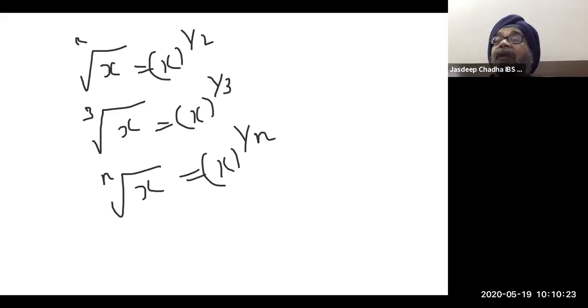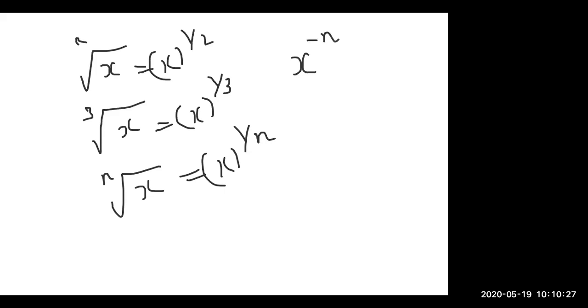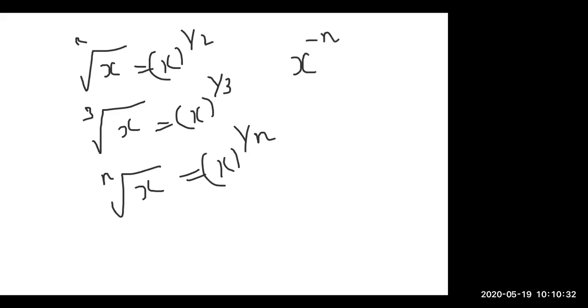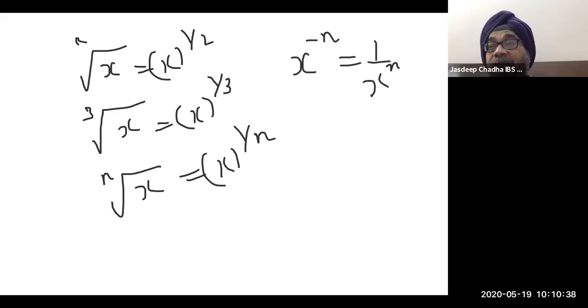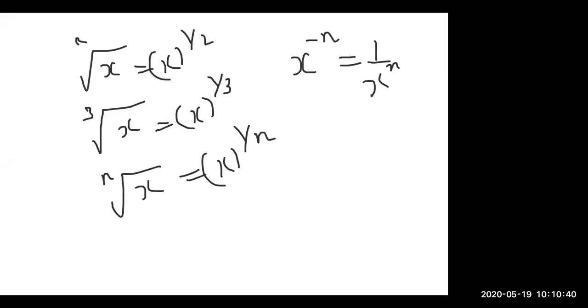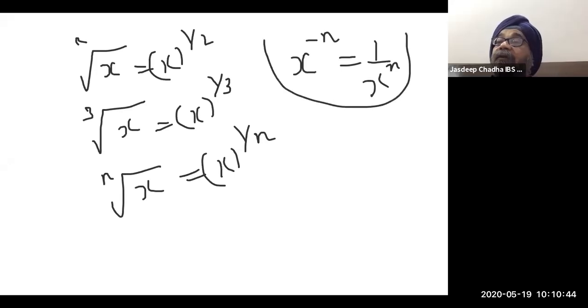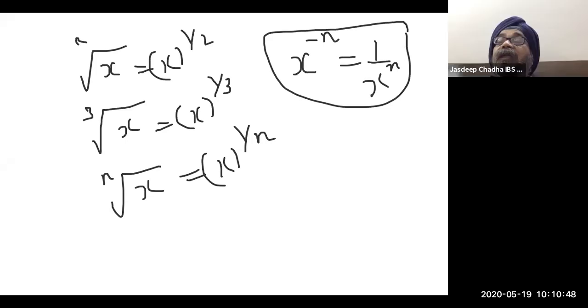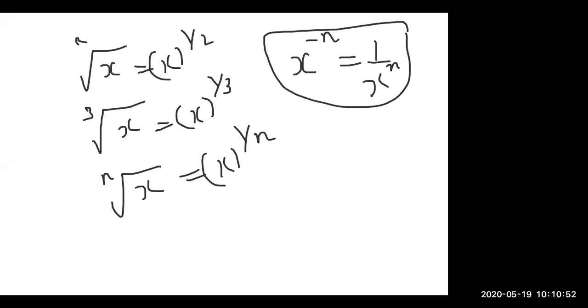If I write down x to the power minus n, it is equivalent to 1 by x power n. The minus power will come in the denominator. Okay, so this is the understanding. This is a very simple thing which you need to understand.